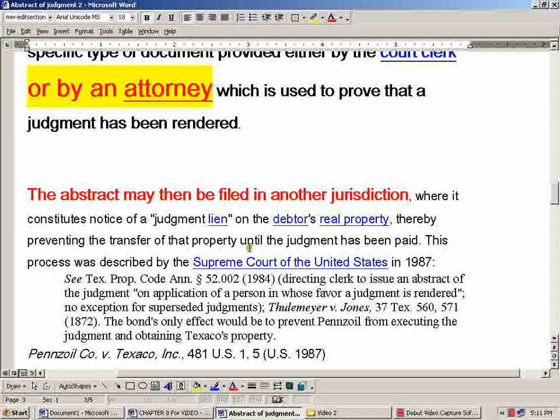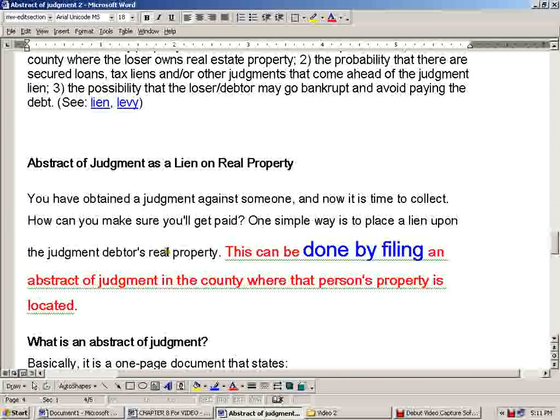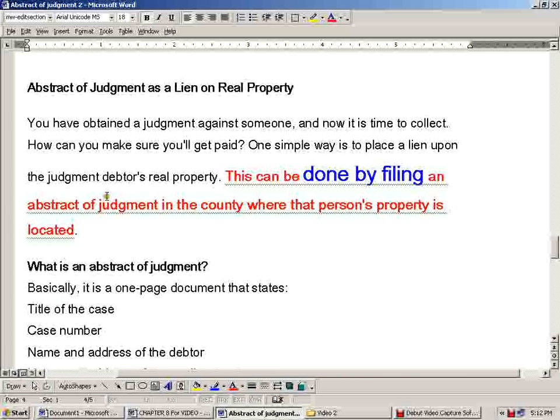The abstract may then be filed in another jurisdiction where it constitutes a notice of a judgment lien on a debtor's real property, thereby preventing the transfer of property until the judgment has been paid. This process described as Supreme Court, blah, blah, blah. Okay, we'll get back more into that in a second.